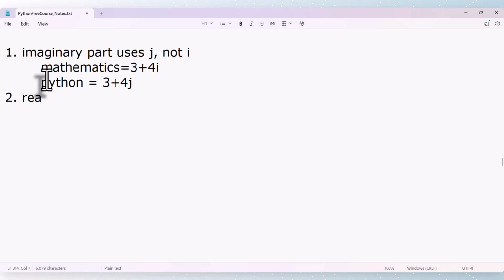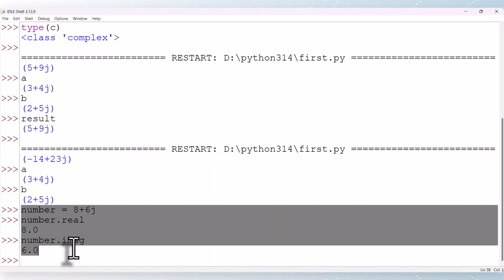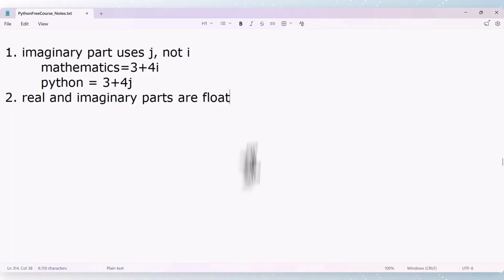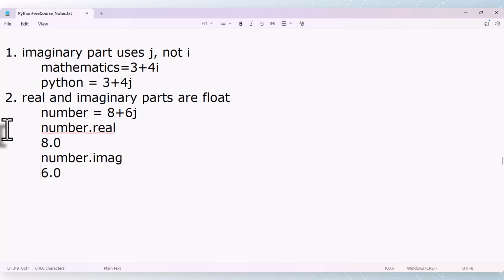Then, the real and imaginary parts are float. I have shown the example here. If you notice, the real part and the imaginary part are both numbers, and what type of number is it? It is a floating point number. If you print number dot real or number dot imag, it prints a float.